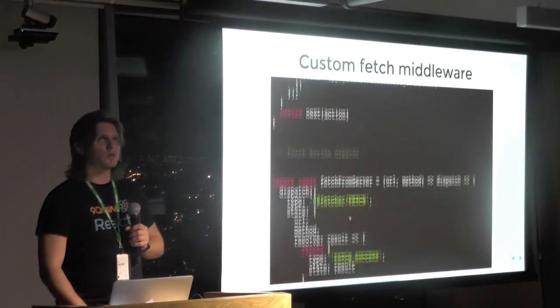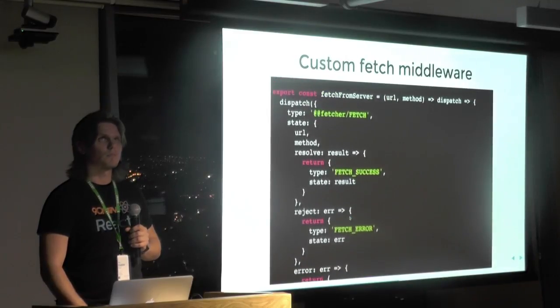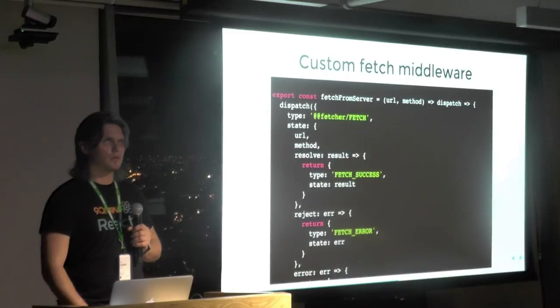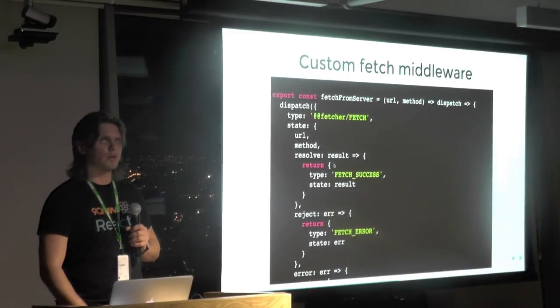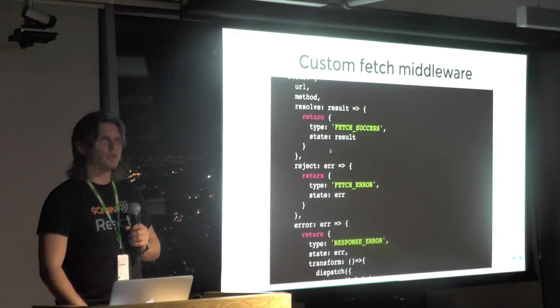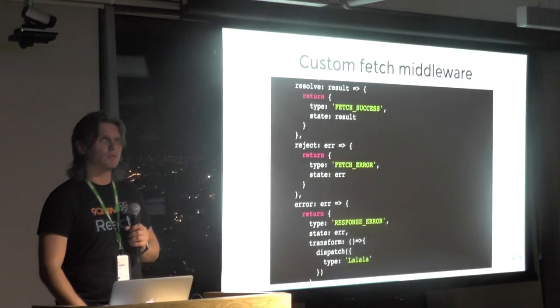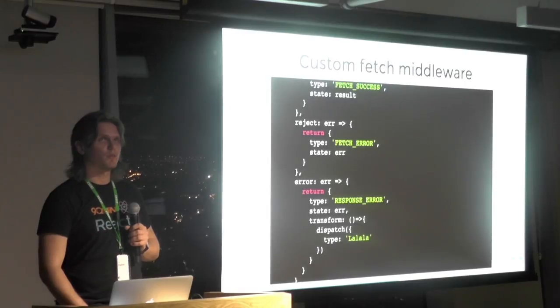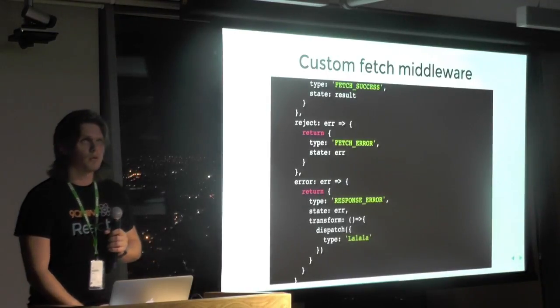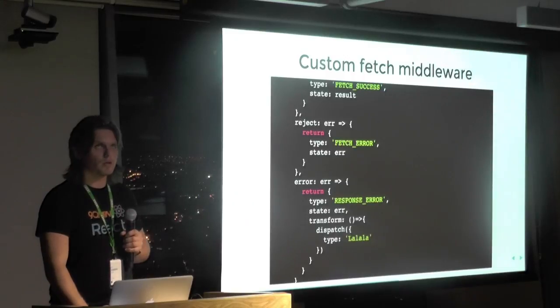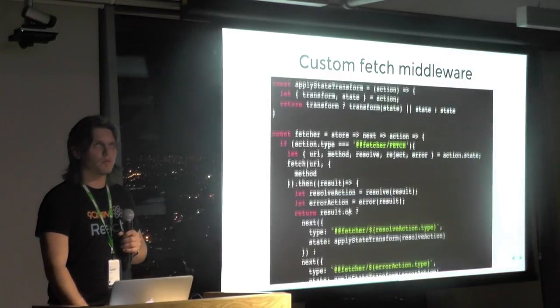So basically, my action creator will look like this: fetch from server, type, state, with all the data I need. And as you can see, there are no functions here except Lava here, which is transform. Well, basically, I can also add the transform property to the action.